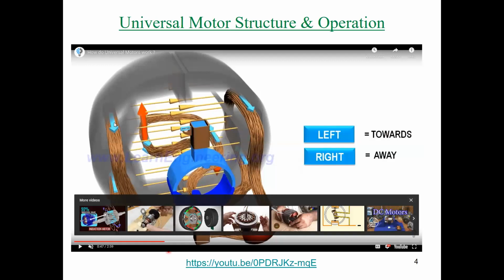So this is the current direction. It's going in our direction, and the current in the lower coil is moving in the opposite direction. So the flux is expected to make an N pole on the left-hand side, and it will make an S pole on the right-hand side.